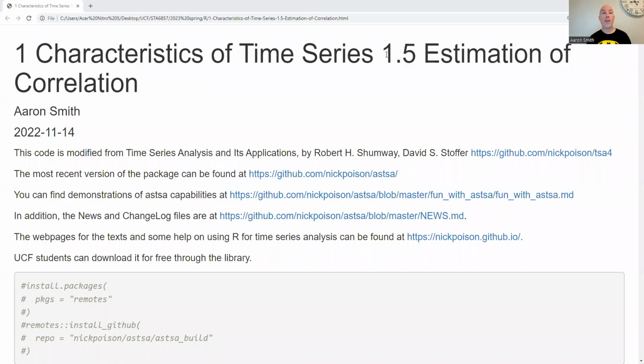Hi, in this video, we want to take a look at estimating correlation. And we're going to be working through Time Series Analysis and Its Applications, Section 1.5, estimation of correlation.